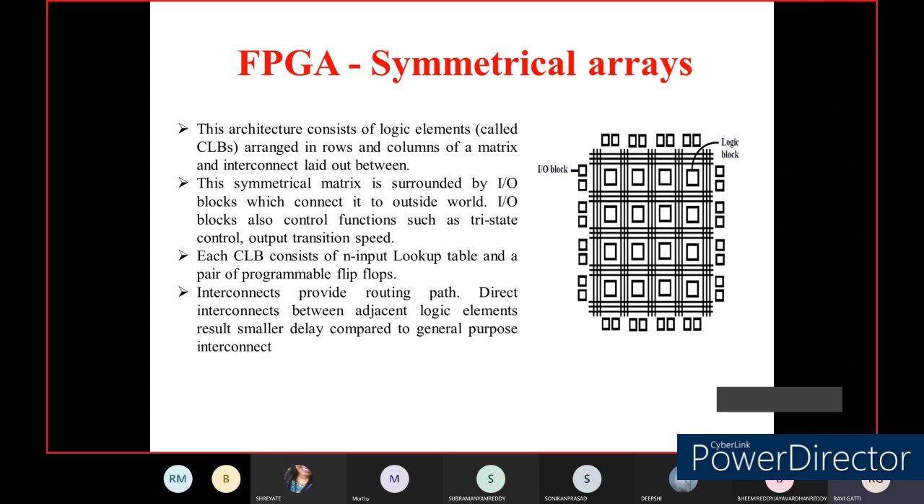And the interconnects, as we know, are a routing path. If there is a direct connection between the logic elements, then the delay incurred by such a mechanism will be less. If you want to interconnect one logic element to another, and they are far apart, then delay will be introduced. How you take care of this delay depends upon the implementation or the programming of the interconnects, how you are going to do it. Okay, so this is one example of your symmetrical array FPGA implementation.